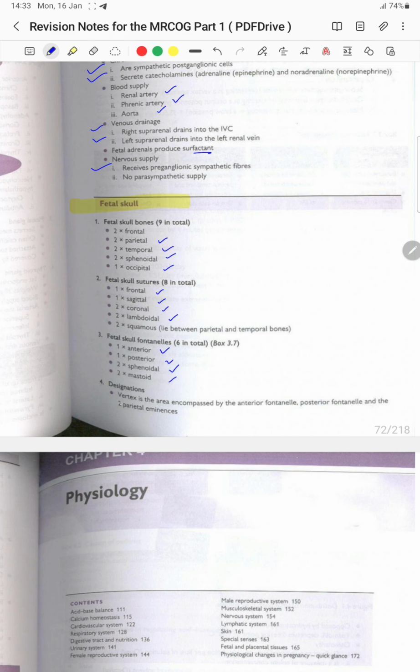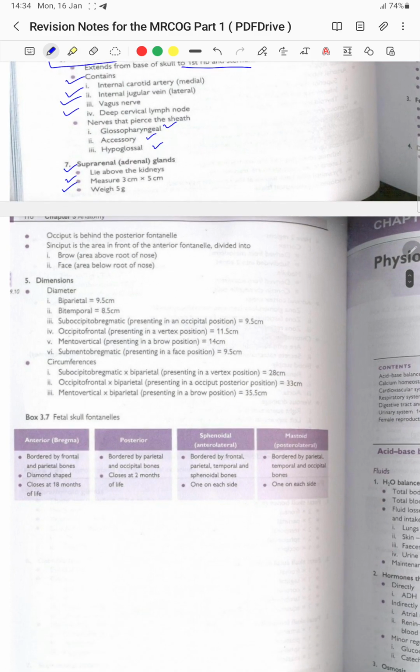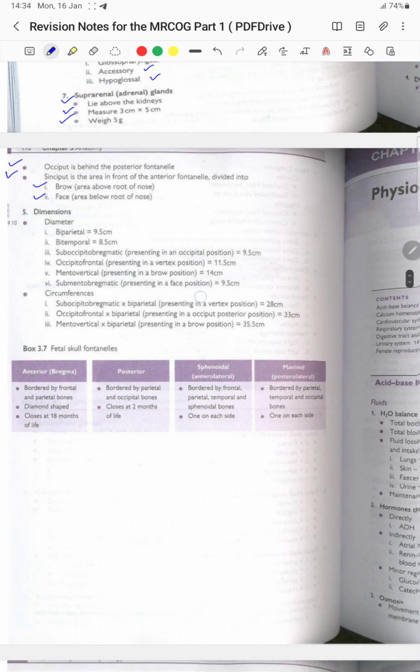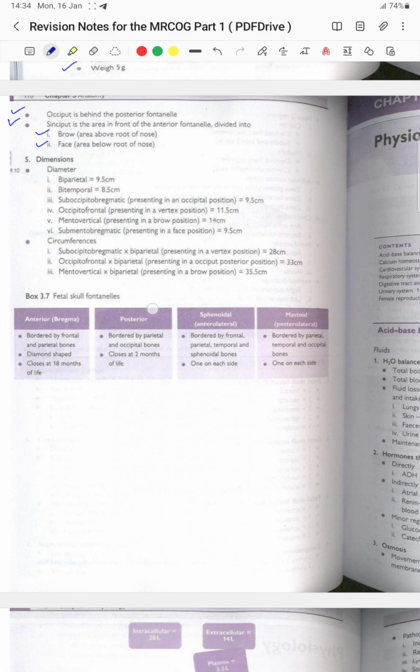The vertex is the area encompassed by the anterior fontanelle, posterior fontanelle, and the 2 parietal eminences. The occiput is behind the posterior fontanelle, and the sinciput is the area in front of the anterior fontanelle, divided into the brow and face. The brow is the area above the root of the nose, and the face is the area below the root of the nose.